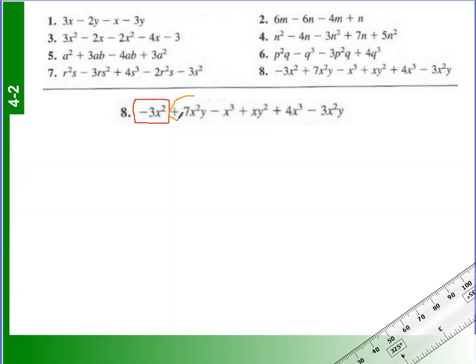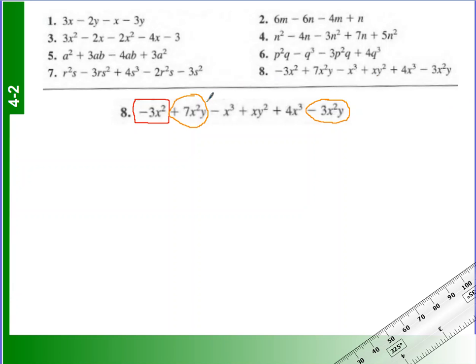So let's draw a circle or an oval around positive 7x squared y. Now, do I have any other x squared y's? Well, yes, I do, right here. I have negative 3x squared y. So I'm going to put an oval around both of them. So I know that those can go together. I can combine those terms.